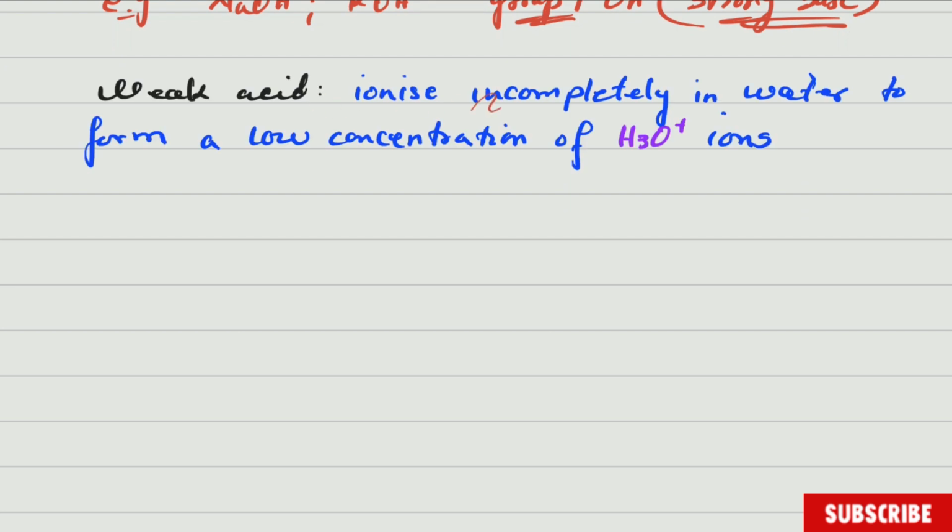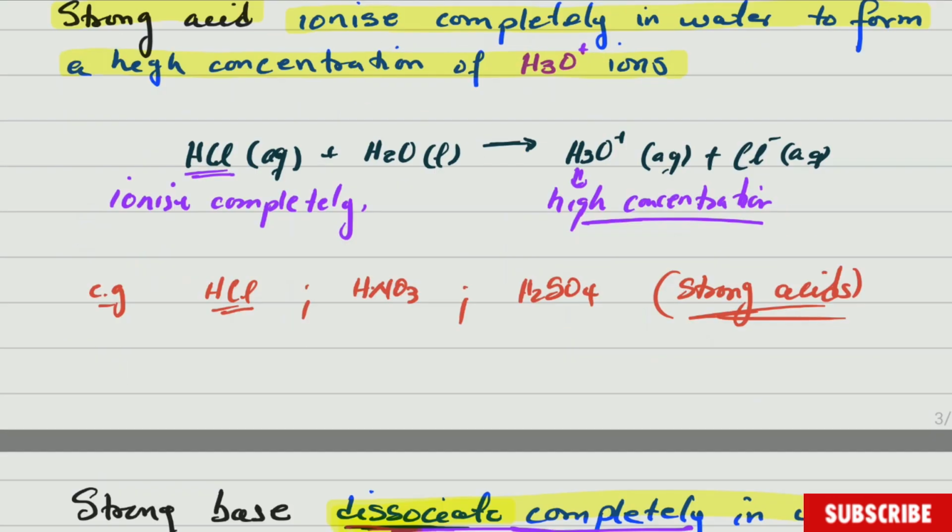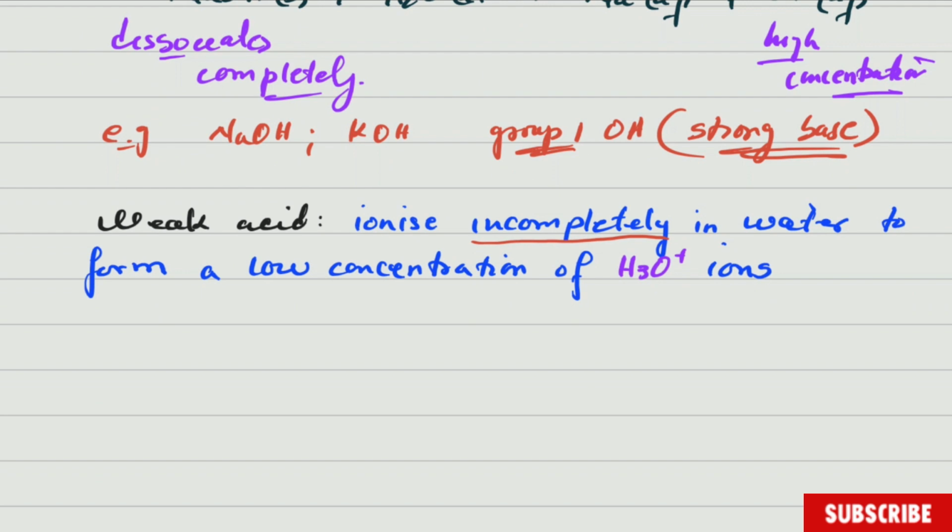Alright, now weak acids ionize incompletely. That is the difference here. Strong acids, as you can see here, ionize completely. Weak acids ionize incompletely in water to form a low concentration of H3O plus. The concentration of H3O plus is going to be low. Okay, this one is very simple.